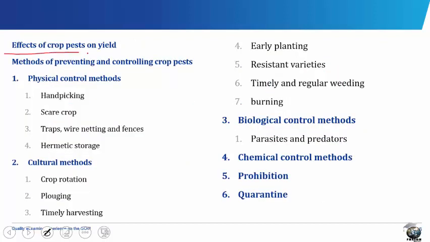Effects of crop pests on yield. There are different effects crop pests have on our crops. They include: heavy attack by pests may result in total crop failure. Infected seeds, crops and vegetables have very low market value, which is a great loss in revenue to the farmer. Pests eat up leaves of crops, thereby reducing the photosynthetic activity of the plants.